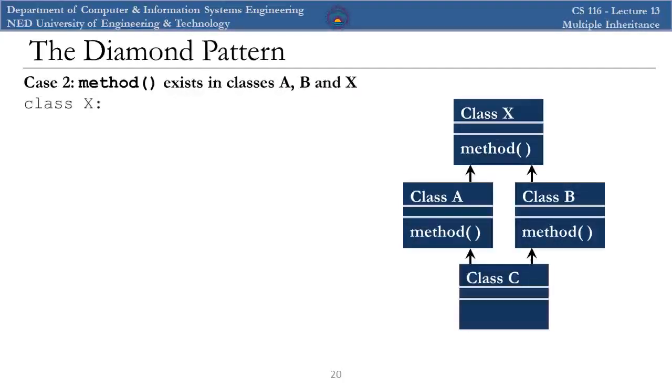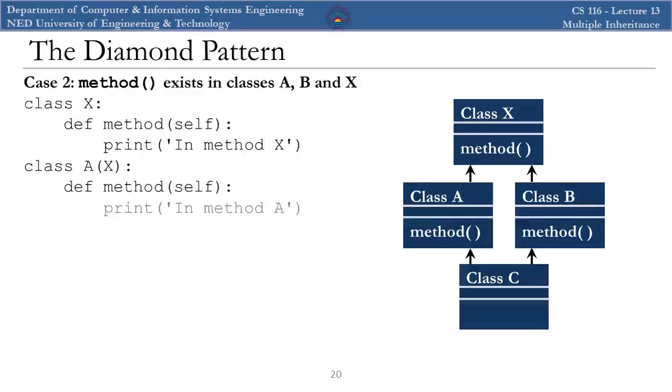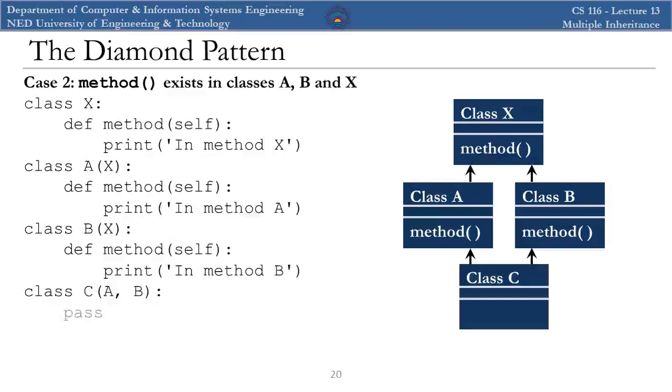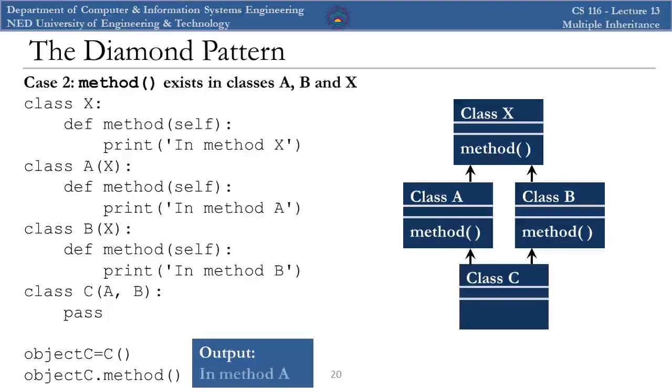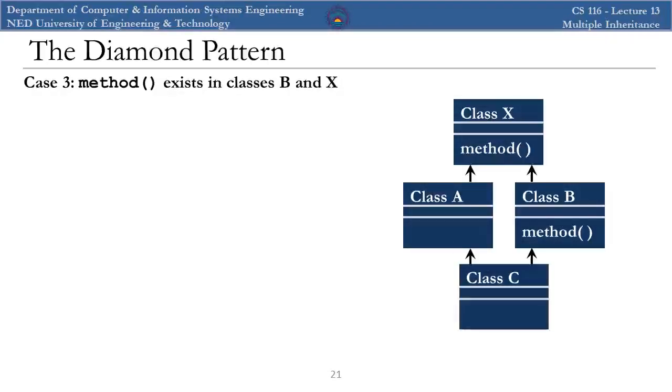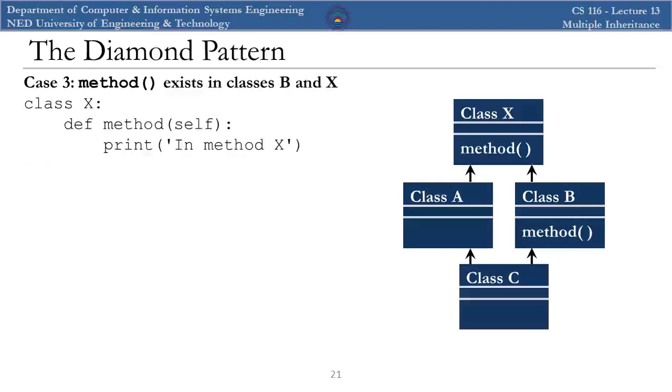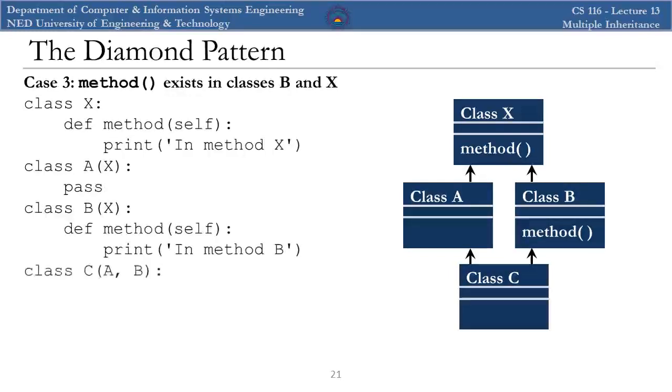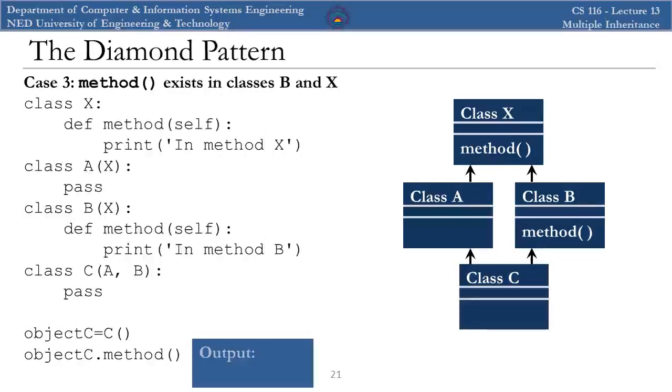Let's quickly go to the rest of the cases. Second case, I'm removing the method from class C. The remaining code remains the same, right? Now, according to our search algorithm, class A should be searched. And here it is. This is case 3. Now only 2 classes contain it, class B and class X. And according to the rule that we discussed, now class B's method should be executed. So let's quickly see that. Okay, you see I've just removed this method from class A and class C. See, class B's method has been accessed.